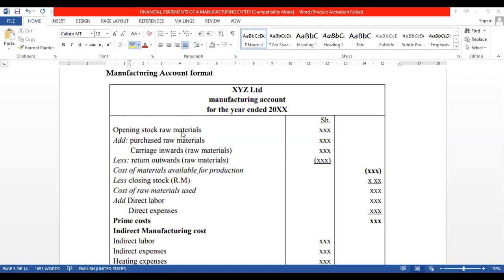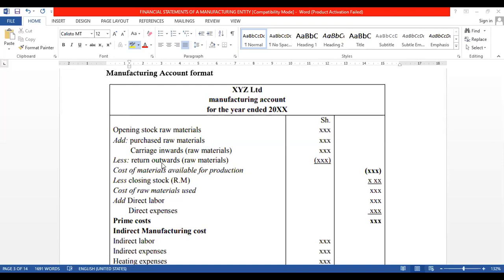The one for trading and loss account is usually assumed to be for a finished product. Here we are talking about raw materials, and therefore we start with the opening stock of raw materials. Then we add purchased raw materials again. I hope you can see we are dealing with the raw materials. Then carriage for raw materials again.